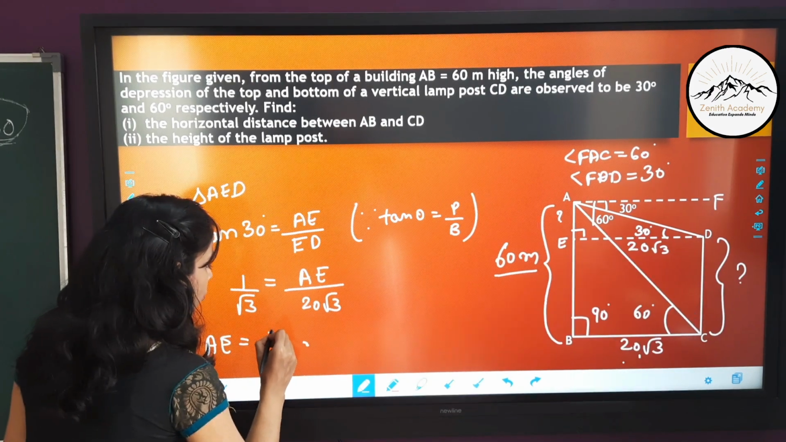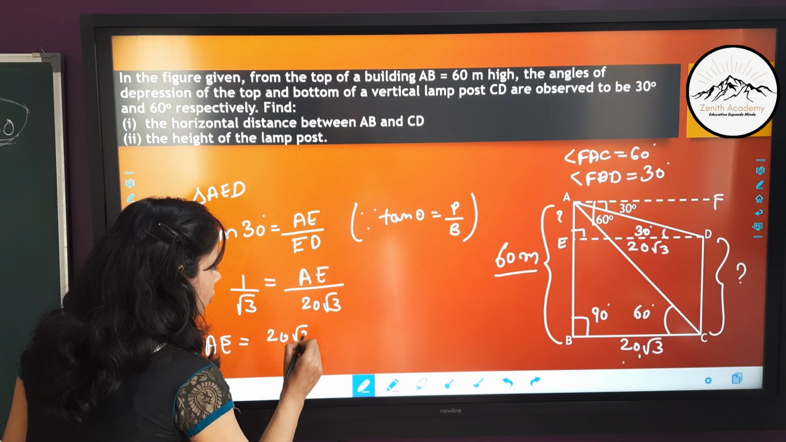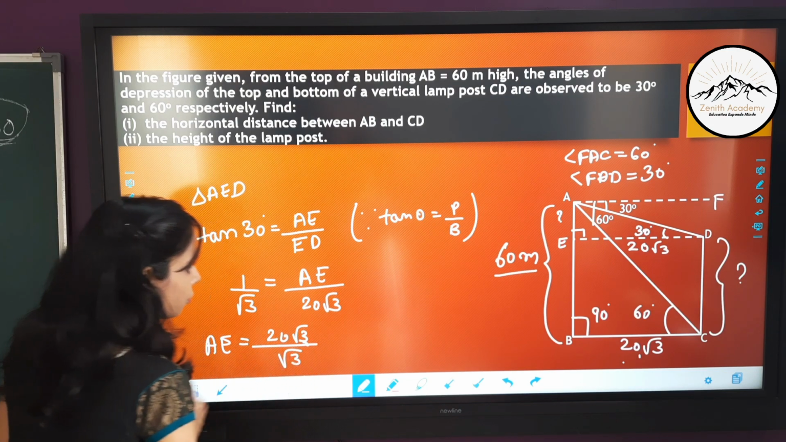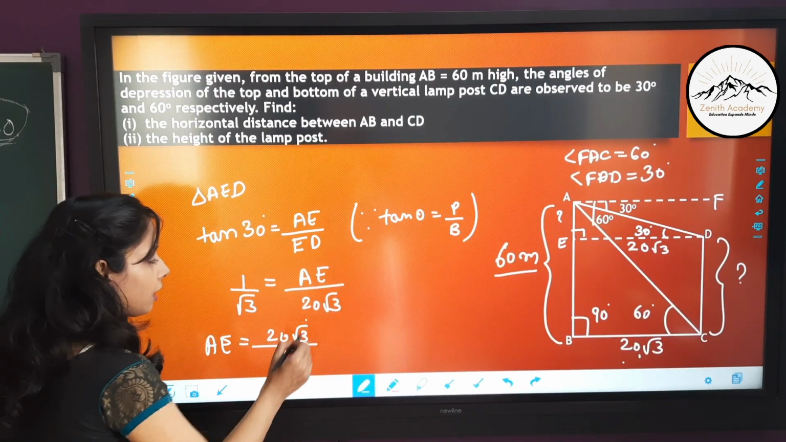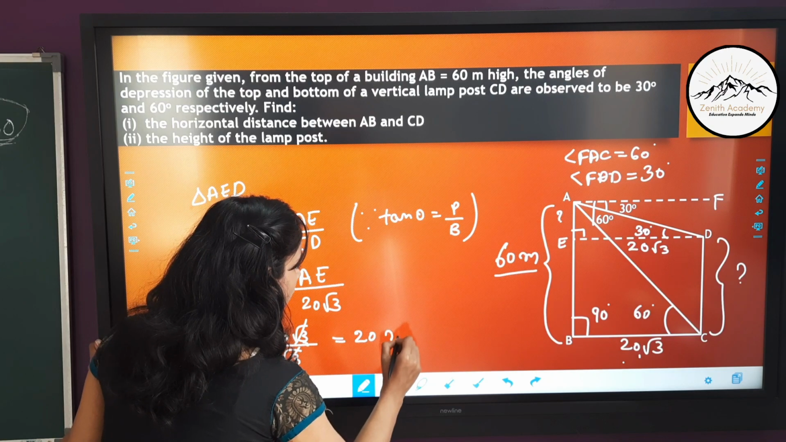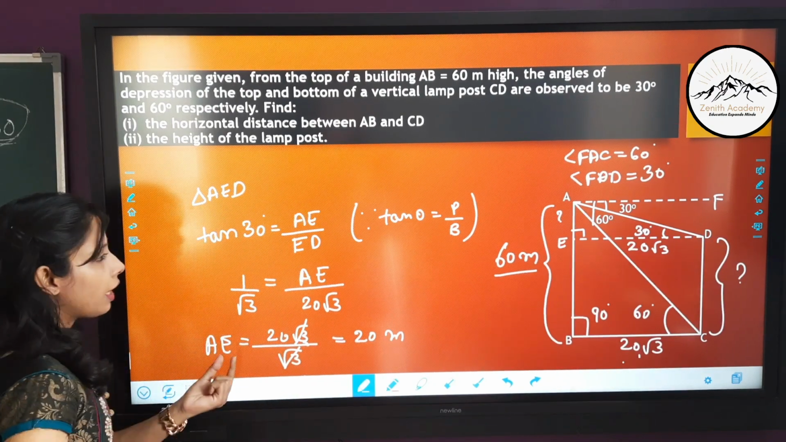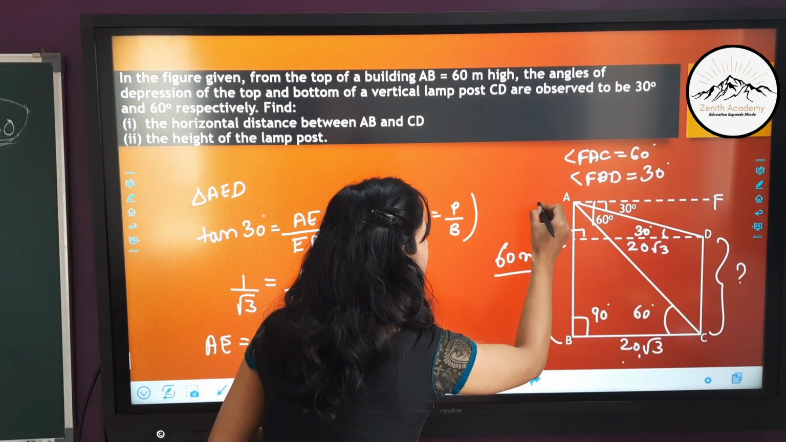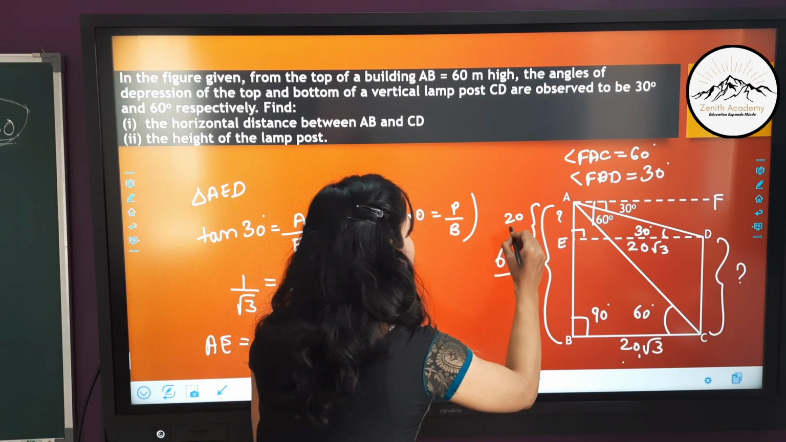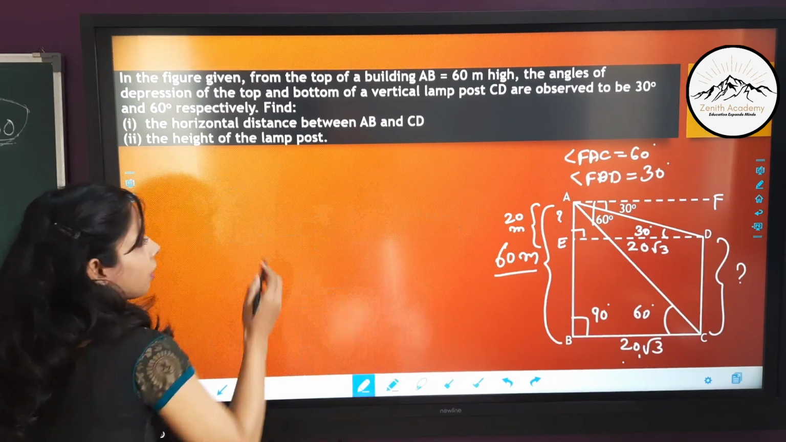AE is equal to 20 root 3 divided by root 3. Root 3 and root 3 will get cancelled, so our answer will be 20 meters. Now this AE we got as 20 meters, and BE we need to find.